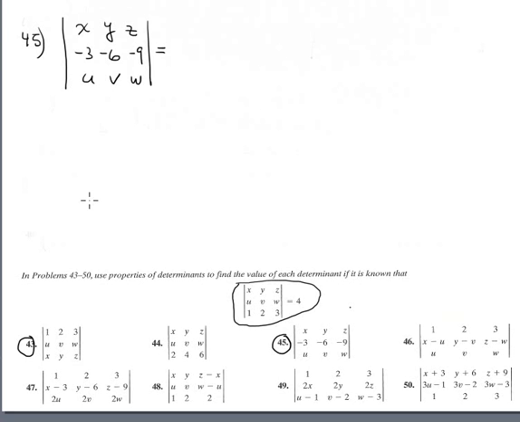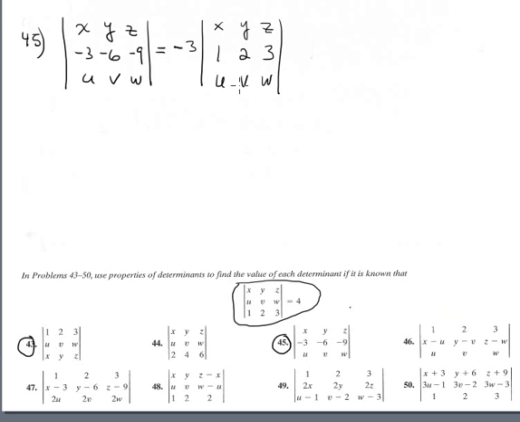Okay, the same problem. Using the properties of the determinant, find the value of this determinant. Property number 3 says that when you multiply any column or any row by a number, the value of the determinant is multiplied by the same number. Now I see we have -3 as a common factor. I factor it out, so it is X, Y, Z, and we have 1, 2, 3, and UVW.